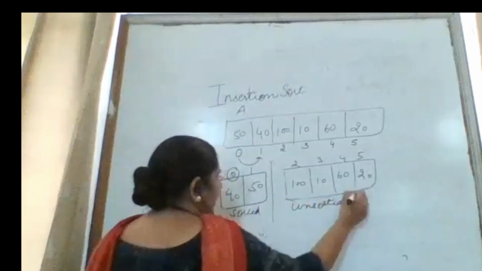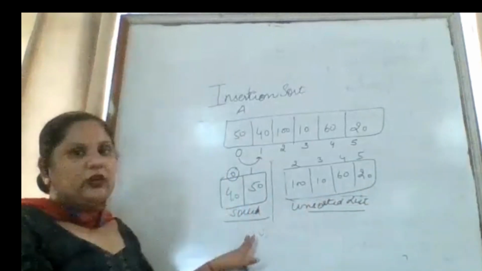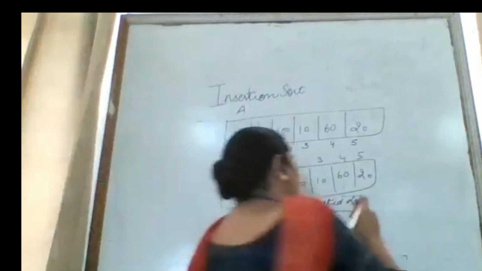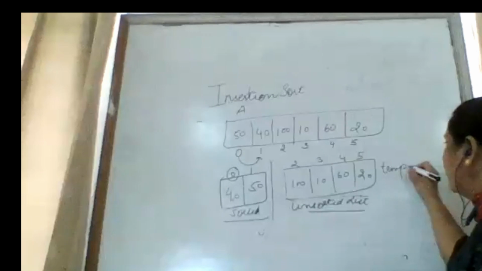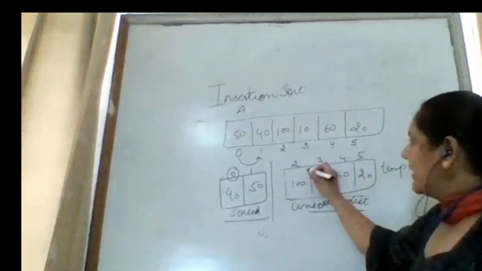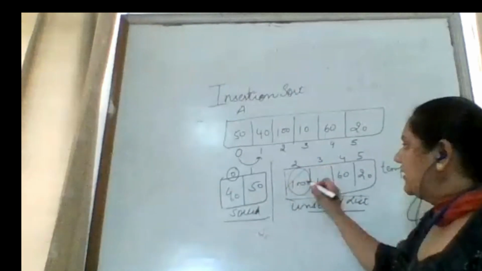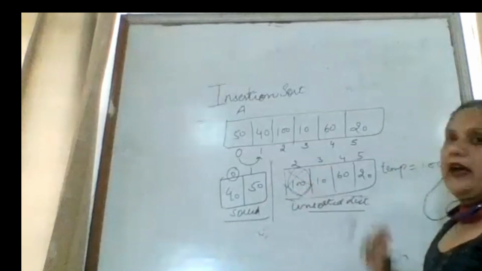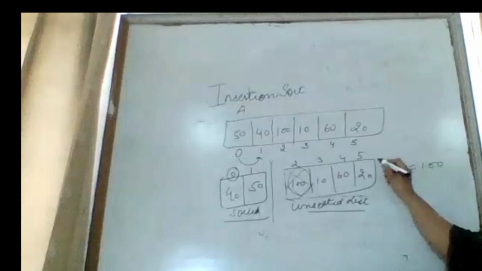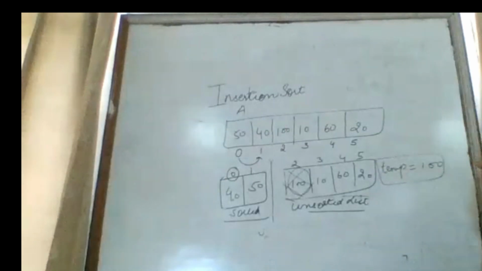Okay. This is how it is sorted and unsorted. Now, in the next iteration, we will take temp is equal to 100 because my next element is at A2 and it is 100. So you will take the element 100 as a key. So we have taken the element temp is equal to 100.